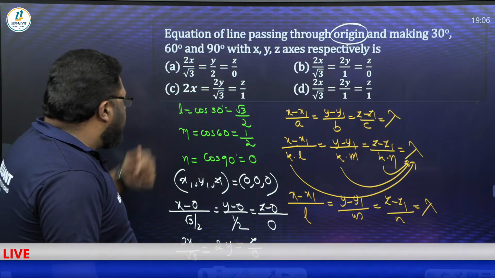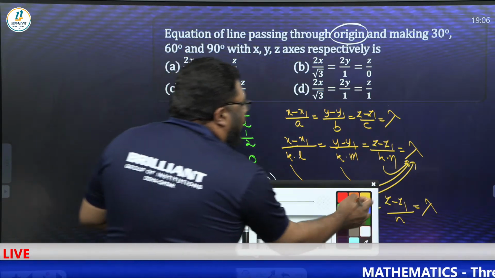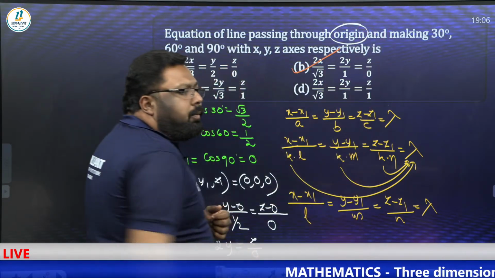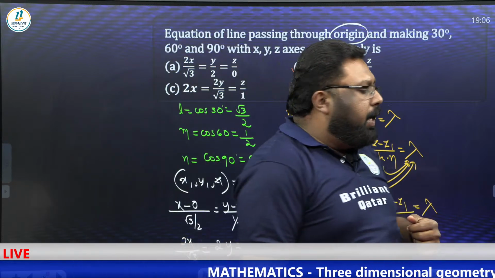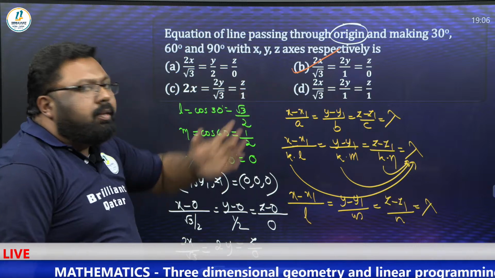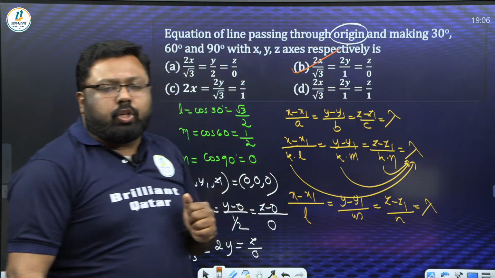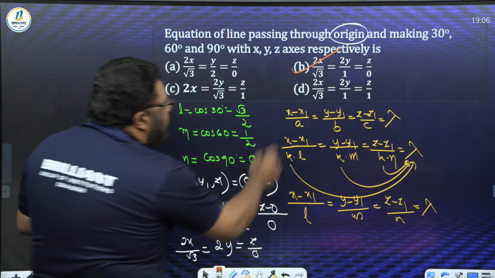So look at the equations here. Which equation matches my answer? Option B. 2x by root 3, 2y by 1, z by 0. Option B is your answer. Please all of you cross check this idea.